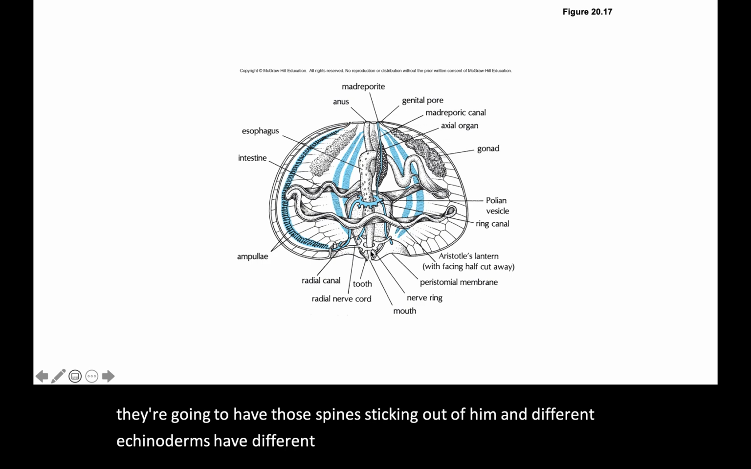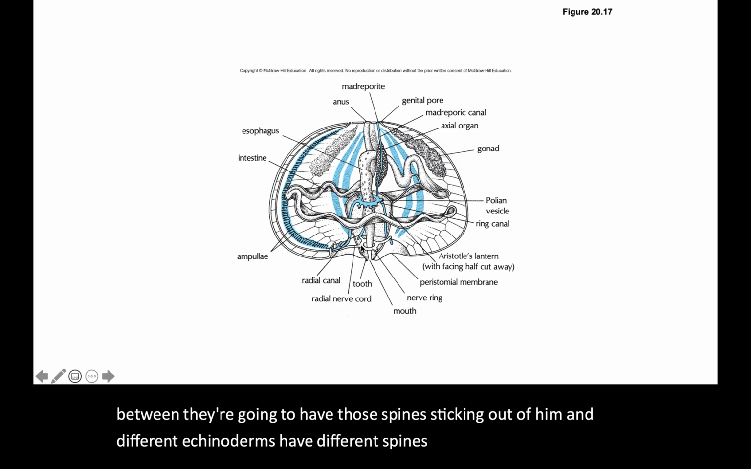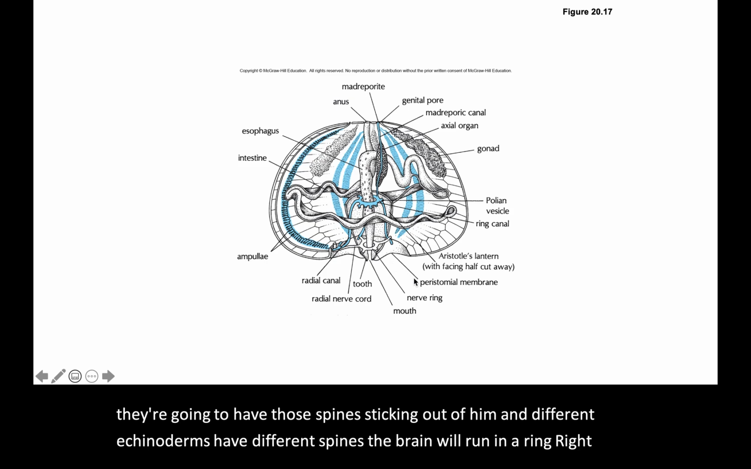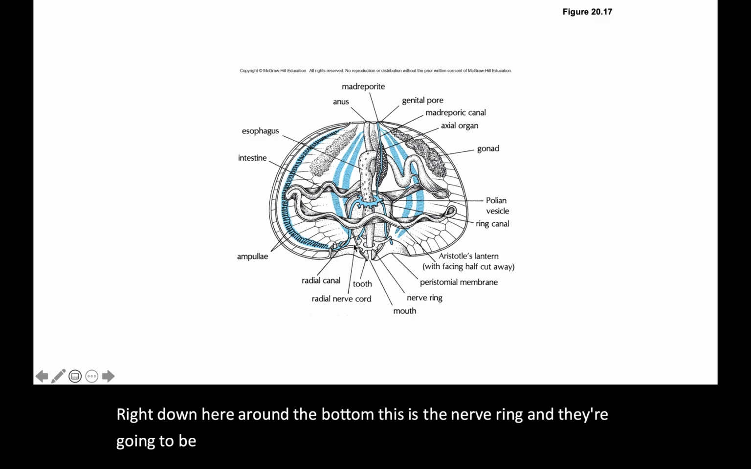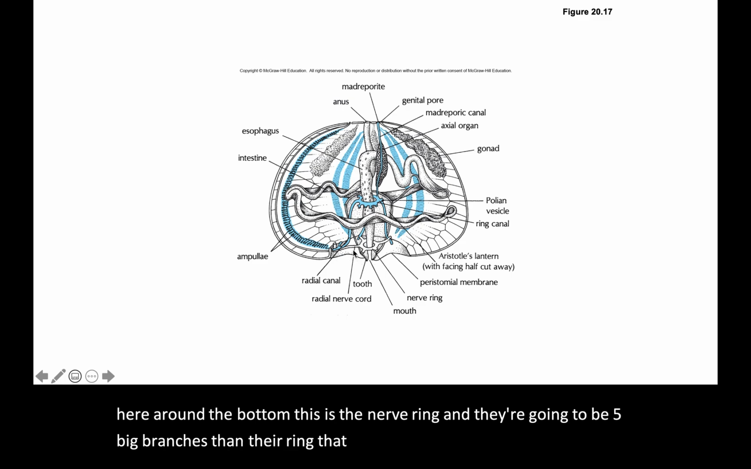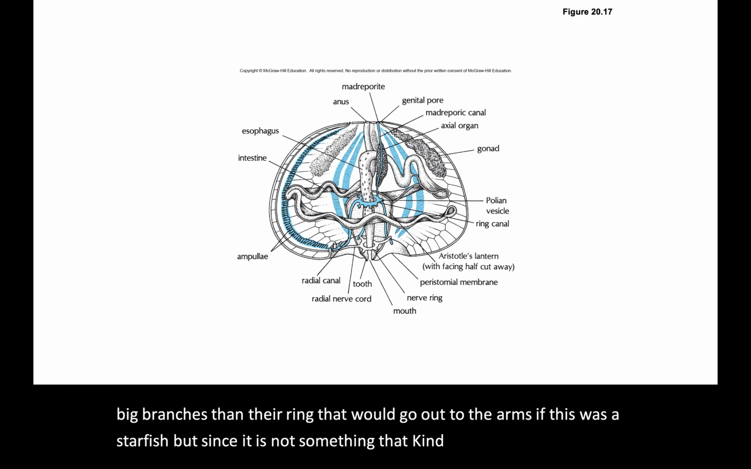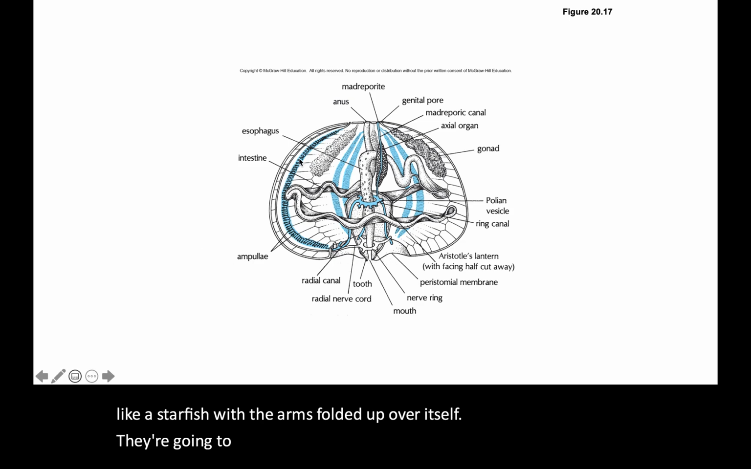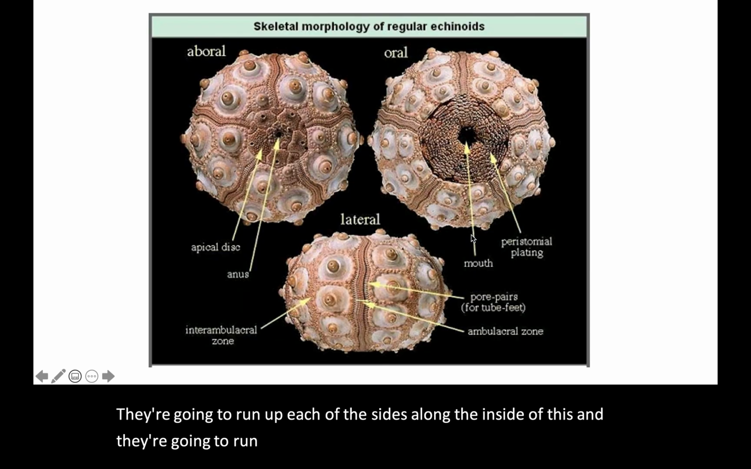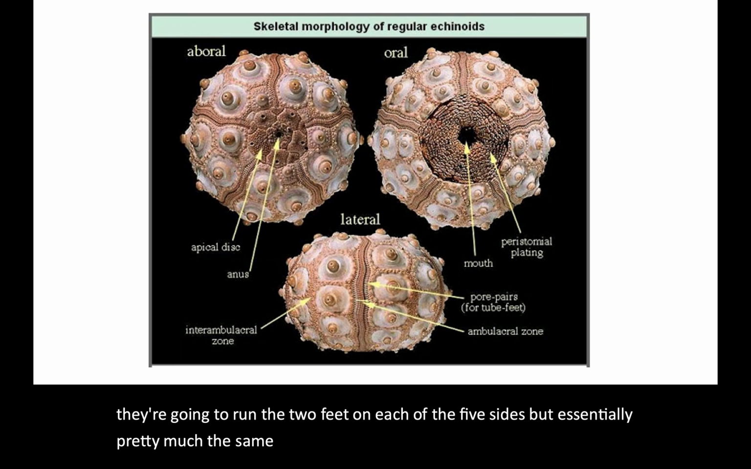The brain will run in a ring right down here around the bottom. This is the nerve ring. And there are going to be 5 big branches of the nerve ring that would go out to the arms if this was a starfish. But since an echinoderm is like a starfish with the arms folded up over itself, they're going to run up each of the sides along the inside of this. And they're going to run the tube feet on each of the 5 sides. But essentially pretty much the same as before.